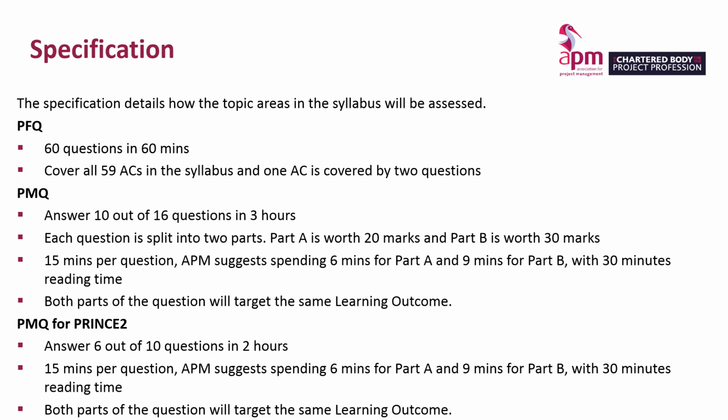For the PMQ, candidates have to answer 10 out of 16 questions in 3 hours. That's exactly the same as it is at the moment for the Body of Knowledge 6th edition qualification that candidates can take today. Each question is split into 2 parts. Part A is worth 20 marks and Part B is worth 30 marks. And that split of A and B, and the 20 marks and 30 marks, will be the same for all PMQ questions in the Body of Knowledge 7th edition qualification.